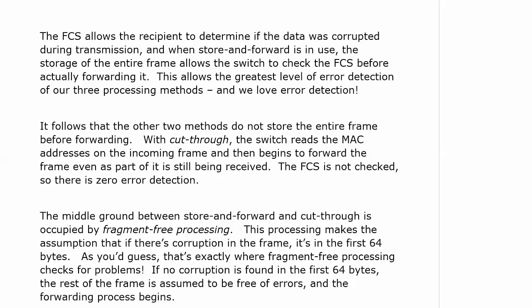So just like we needed a middle ground between unicast and broadcast, and we came up with multicast, we definitely need some kind of middle ground here, right? Because those are the two extremes, if you will. We have great error detection and we have no error detection. Well, the middle ground between the two is occupied by fragment-free processing. And this processing makes the assumption that if there's corruption in the frame, it's in the first 64 bytes. And as you'd guess, that's exactly where fragment-free processing checks for problems. So with fragment-free, if no corruption is found in the first 64 bytes, the rest of the frame is assumed to be free of errors, and the forwarding process begins.